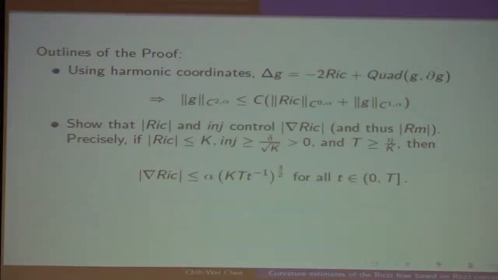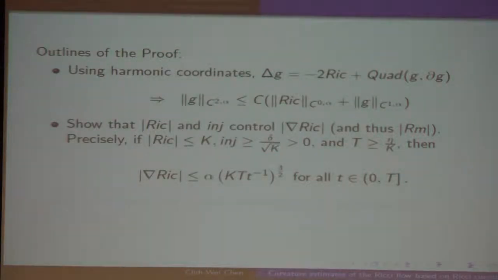As I mentioned before, Anderson proved that if you have a Ricci bound and an injectivity radius bound, then you can have a definite size of harmonic coordinate. So you can obtain this control on a region of definite size. So what we prove is this: if Ricci is bounded by K and the injectivity radius is bounded below by delta over square root of K, and T has a lower bound, then the derivative of Ricci can be bounded by this.